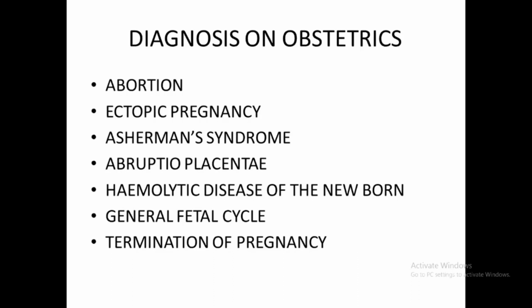So abruptio placentae is nothing but a discarding of the placenta. The placenta gets discarded in this before the baby comes out. So that is called an abruptio placentae. Then hemolytic diseases of the newborn. Hemolytic diseases are nothing but any diseases that are related to blood. Any disease that is related to blood is called a hemolytic disease.